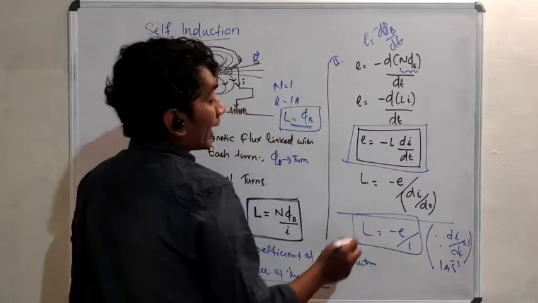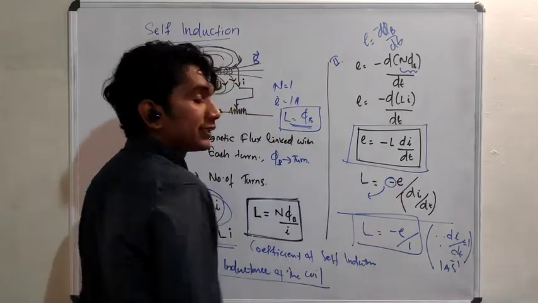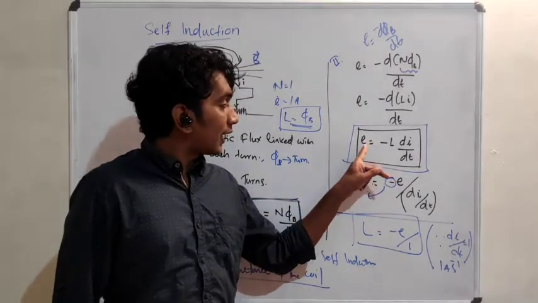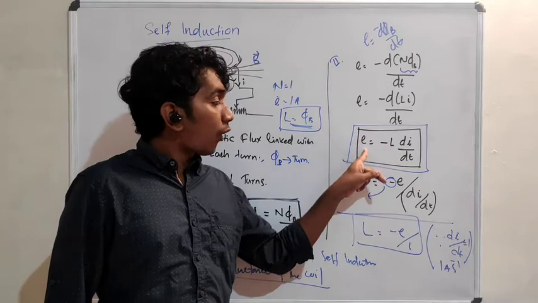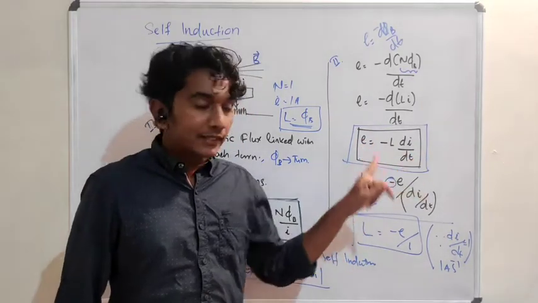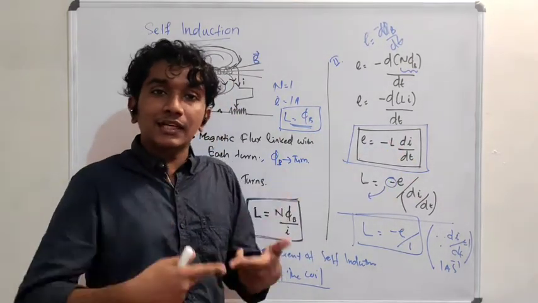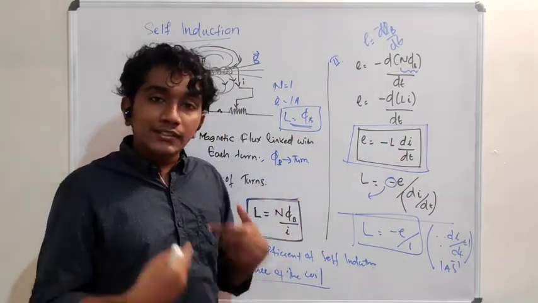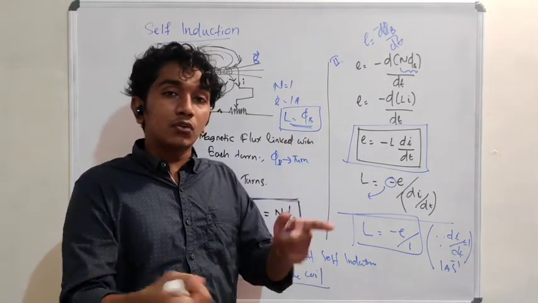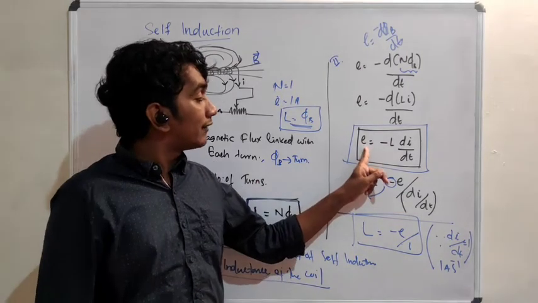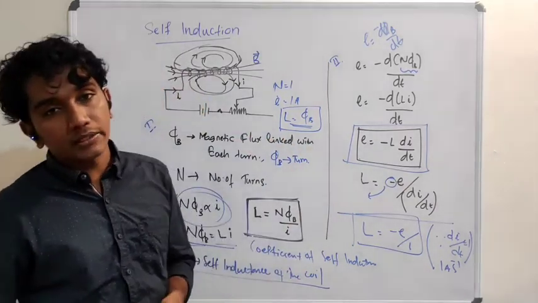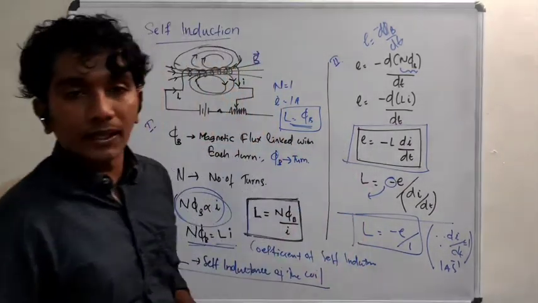And why this minus sign? Again there will be a question. Because this induced EMF will always try to oppose the change in current, the cause of that EMF. The induced EMF will always try to oppose the cause, the change in flux. So E will always try to oppose I. So that is the basics of self-induction.